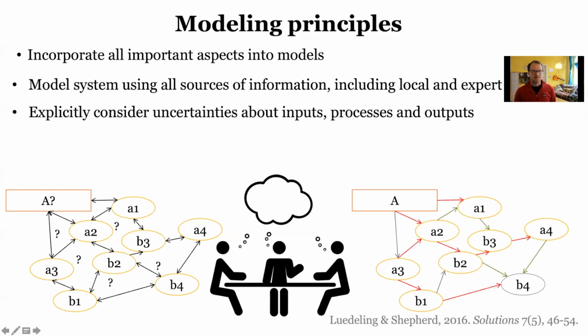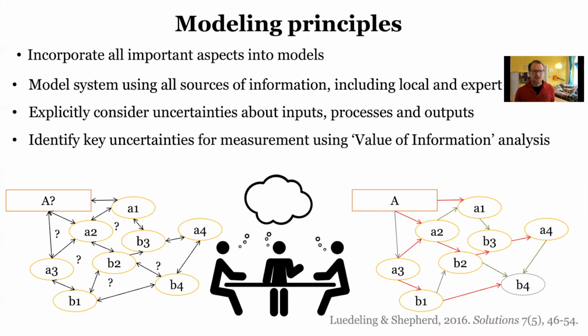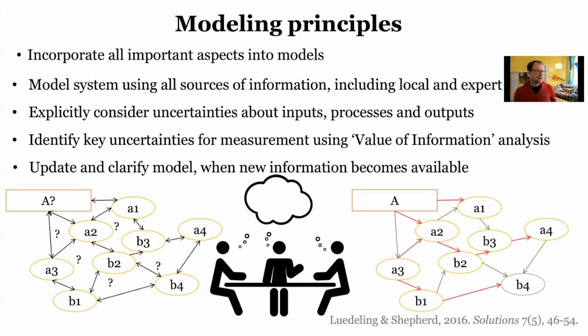And that means we try to get from this confusing but comprehensive version of our understanding of an impact pathway to something that causally introduces us to the interactions and tells us how they work. We identify key uncertainties for measuring the value of information analysis, which we'll also talk about a bit later, and we update and clarify the model when new information becomes available. We build these models to examine alternatives, and we try to do that in an explicit and logical way. That's what we're looking for here.